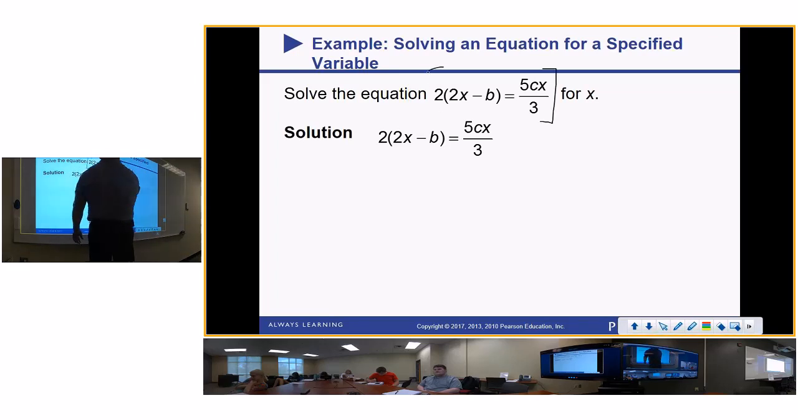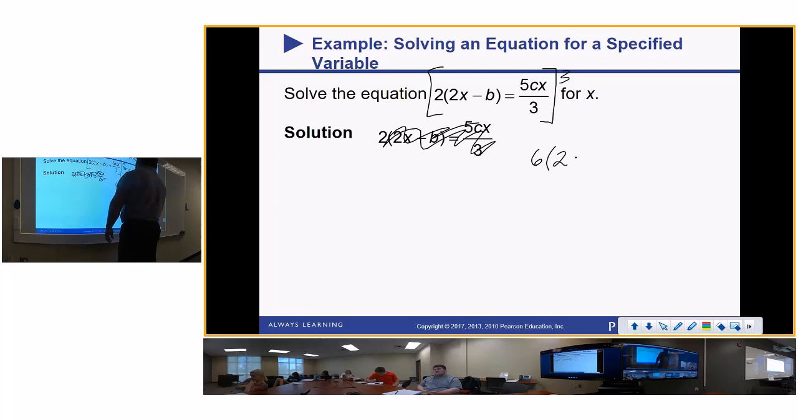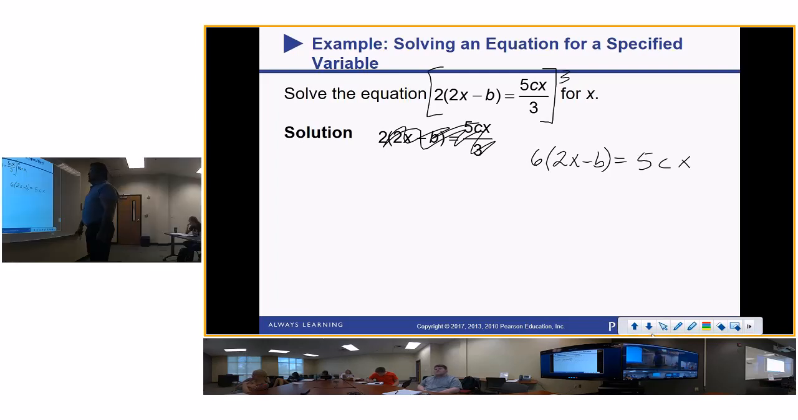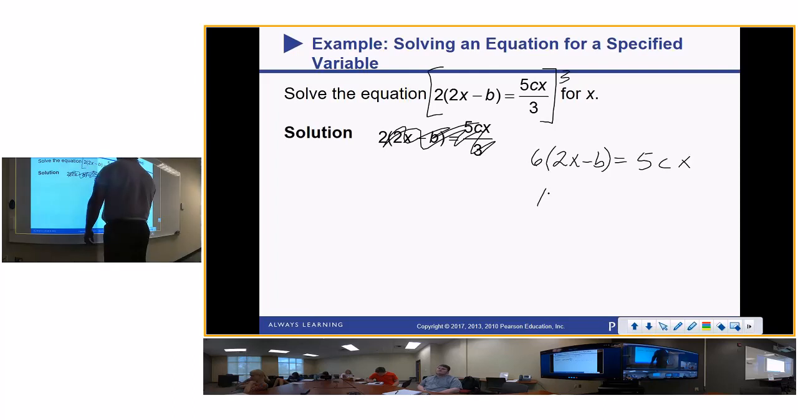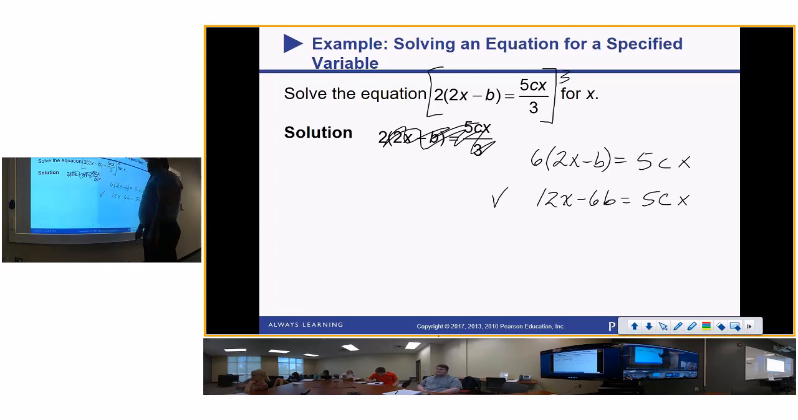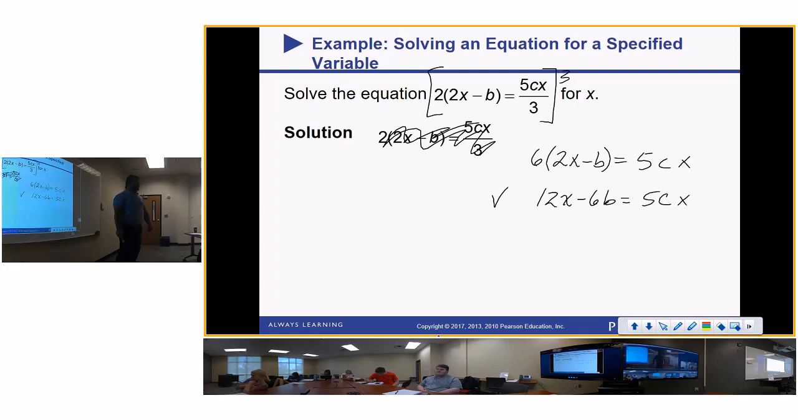So I'm going to multiply through by 3. And that's going to give me 3 times 2 is what? 6 times 2x minus b is equal to 5cx. Now, that's much better to work with. And I'm going to even distribute: 12x minus 6b is equal to 5cx. At this point right here, I'm ready to look at my directions and see what I'm solving for.